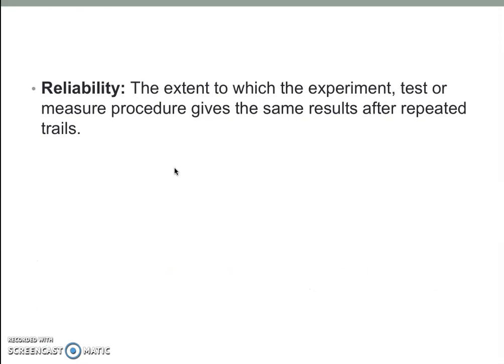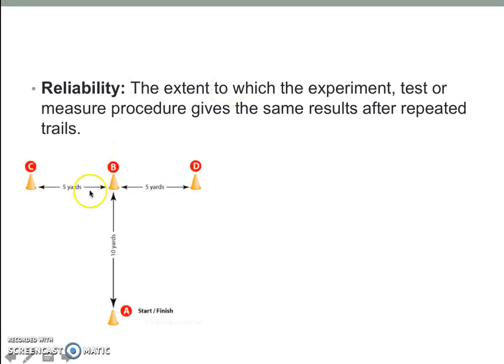But reliability, this is where we're talking about the extent of the experiment, testing or being able to repeat the same activity. Would we get roughly the same result? So let me explain. Let's say we do the Illinois agility test. Let's say we start at A and we get the person to run to C, then back, then D, then back, then round B, and then finish here.